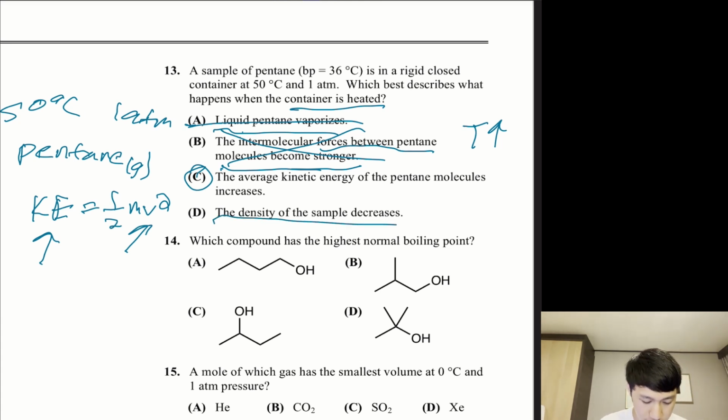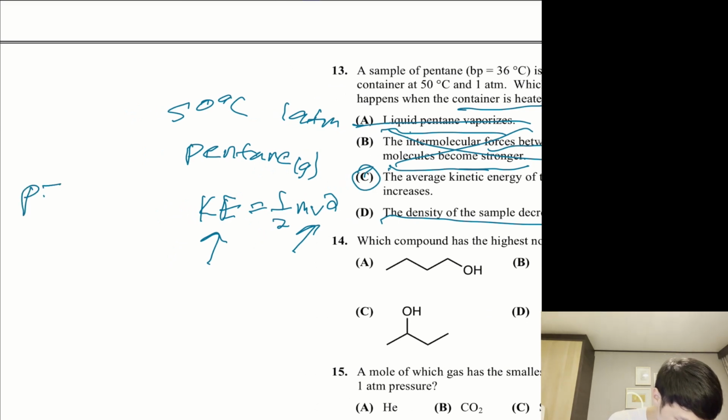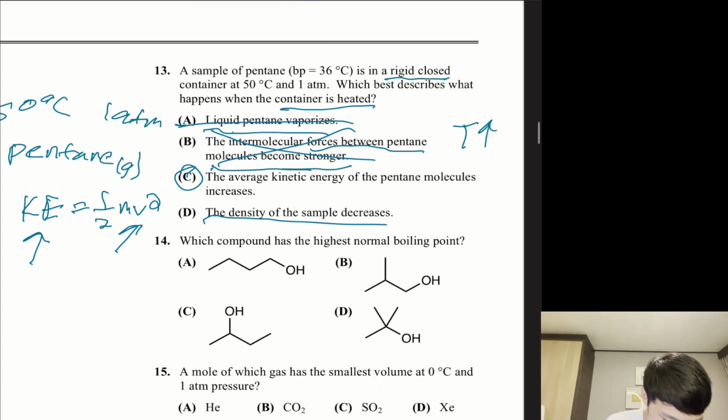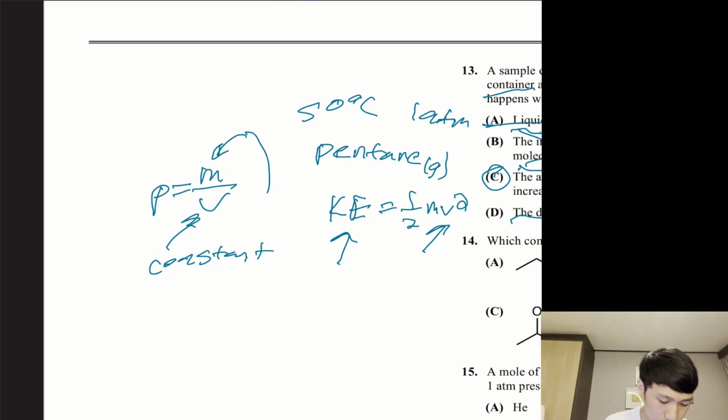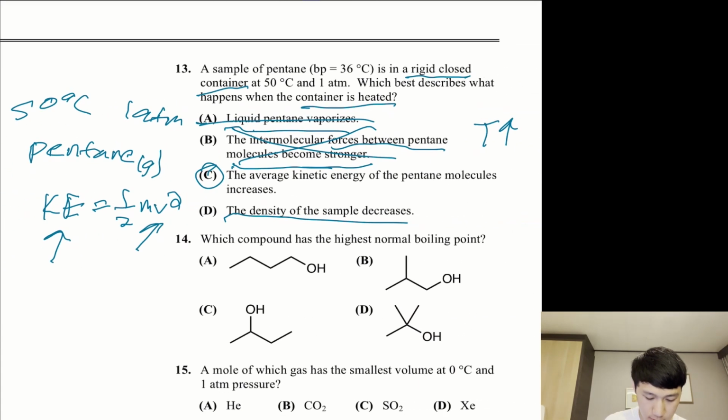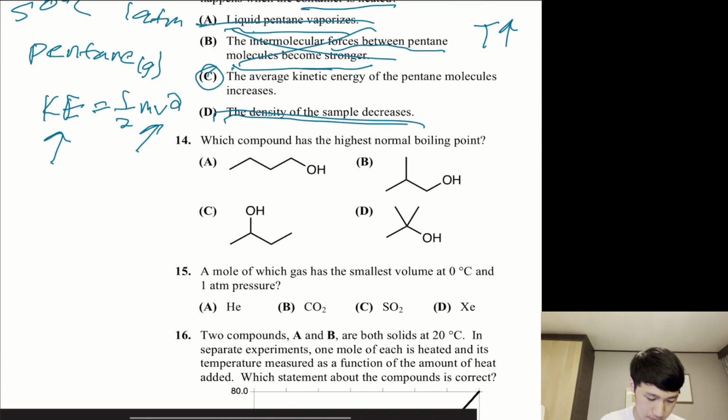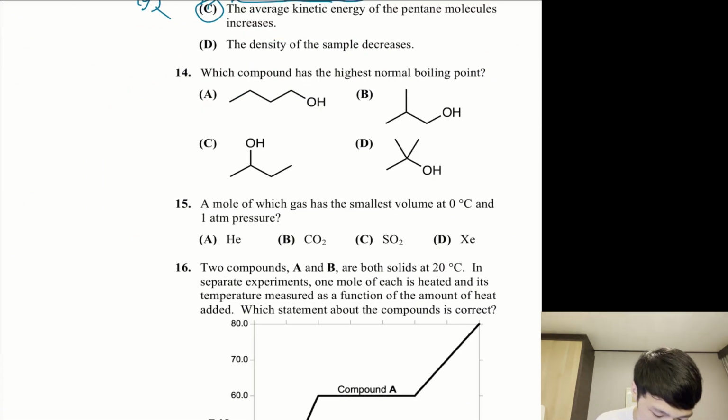And then the density of the sample decreases. We know that density, so rho is the symbol for density, is equal to mass divided by volume. And we're also told that this is a rigid closed container. Rigid meaning it won't expand at all. So volume is a constant. And clearly the mass of stuff inside is also going to be a constant. So that means if m and v are constants, rho is also going to be a constant. So the density does not actually change. That's incorrect.